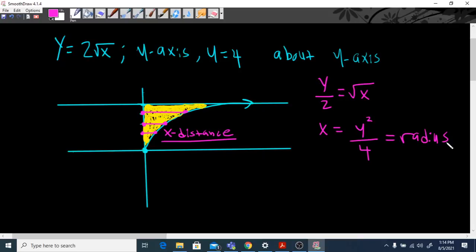Okay, now since we're integrating with respect to y, what is the minimum and maximum y value for this problem? Well, the minimum y value is down here, 0, and the maximum y value is going to be this bad boy right here, 4. Integral is 0 to 4.